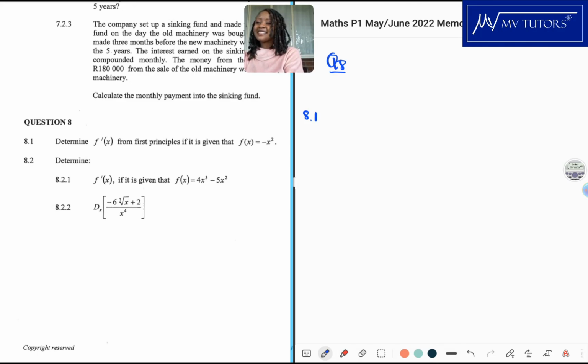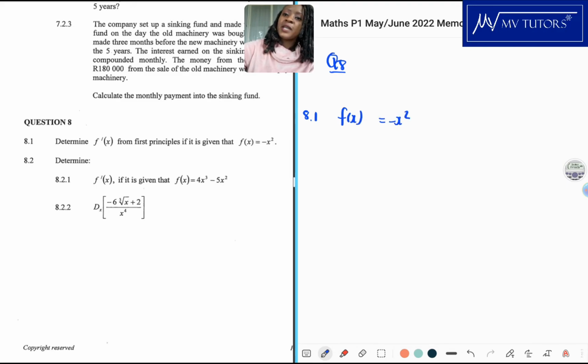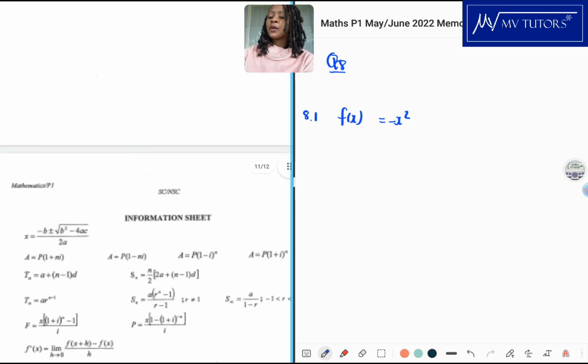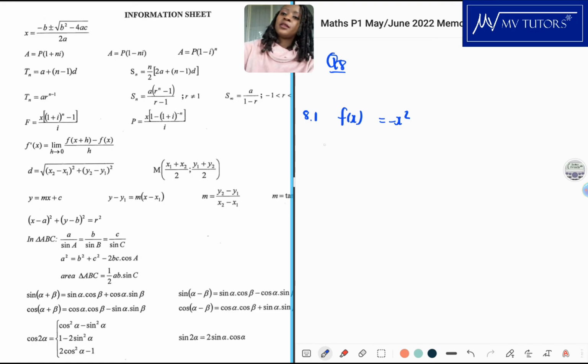So determine, if, now I forgot, it's not prime x, but yes, that from first principles, given that f of x is minus x squared. Okay, so if f of x is equal to negative x squared, you can go to your formula sheet and you can see there what equation you need to use. Okay, we're going to use f prime x, yeah, I think it is prime, is equal to the limit of h tending to 0, and then we have f of x plus h.